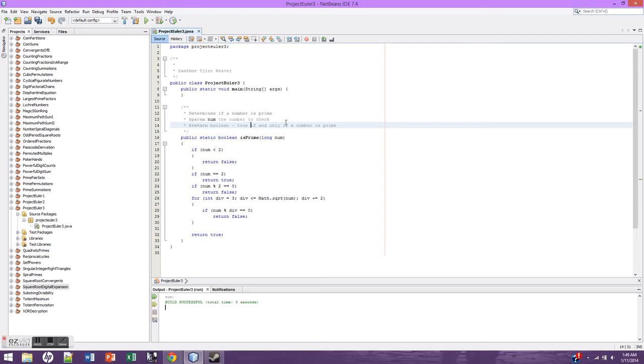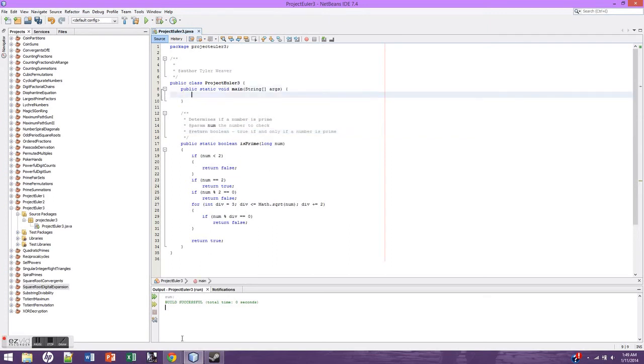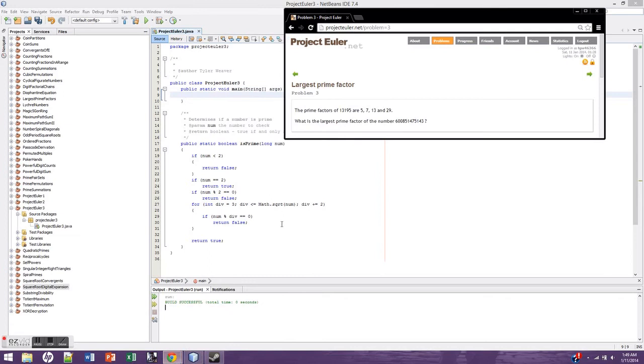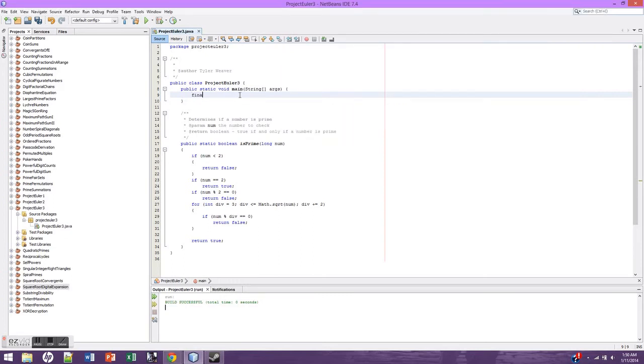So let's check that number again. The number we want is that. Let's copy that. We're going to put that into a final variable because that number will never change. So final long high equals. Okay, if you got an error like this, then put either a lowercase l or a capital L after the number. This is explicitly telling the compiler that this is a long.